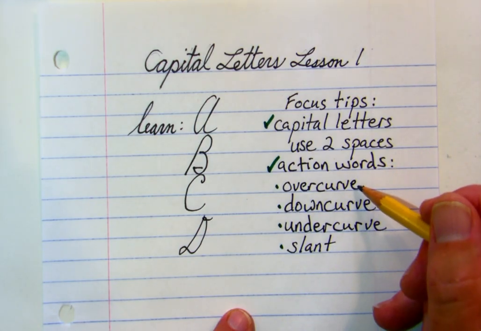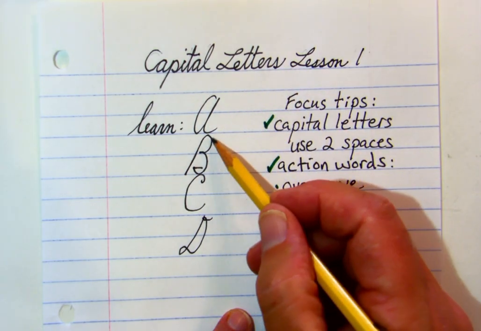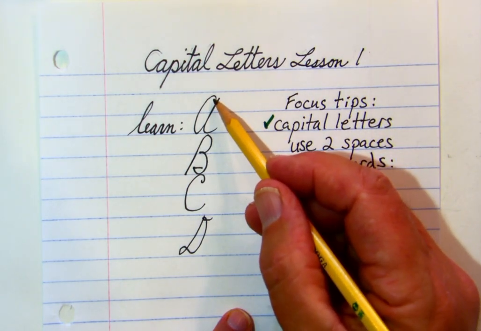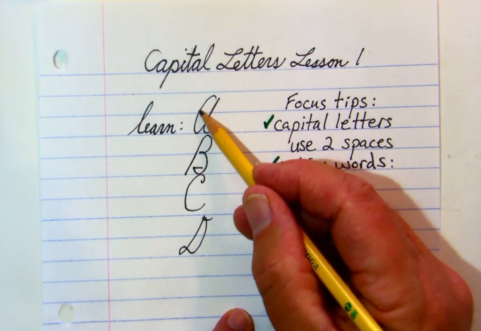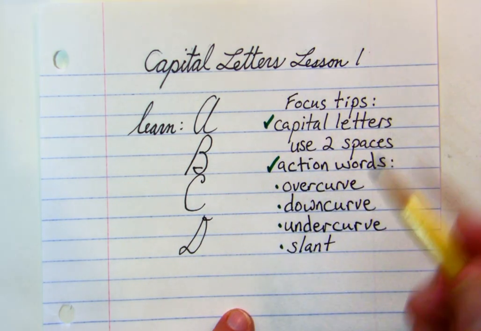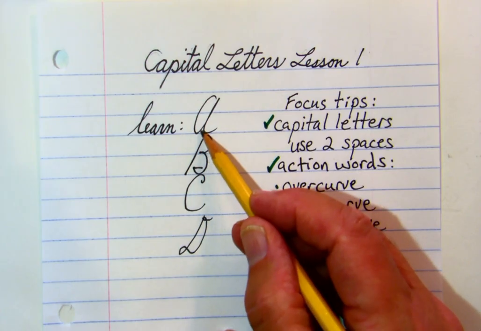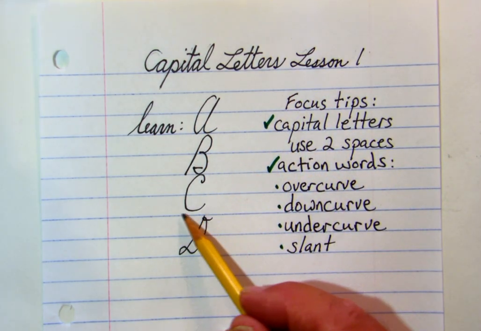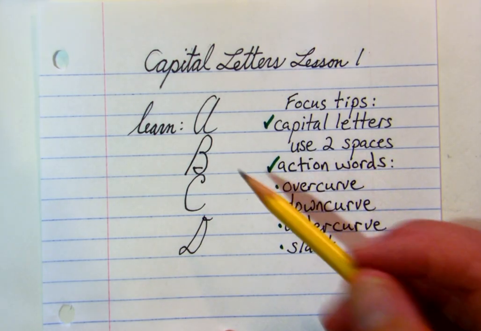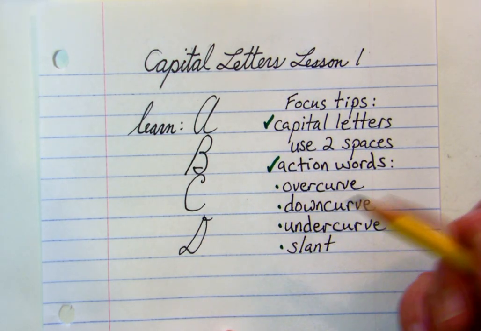The first one is overcurve, where the top of the letter is curved, like here on the A, here on the B, and here on the C. The down curve is the main curve of the letter, the big curve that goes down. The side of the A here and the C here is a good example of that. And the under curve would be the curve that happens on the under or bottom of the letter, the A here and the C here. And of course, we'll be making lots of slanted lines for our capital letters, such as the side of the B here, and the D here is another good example.